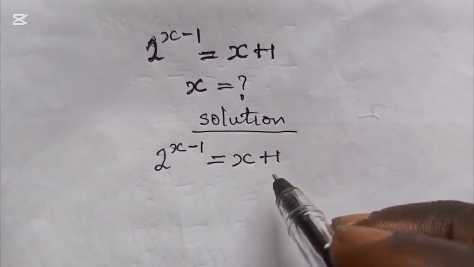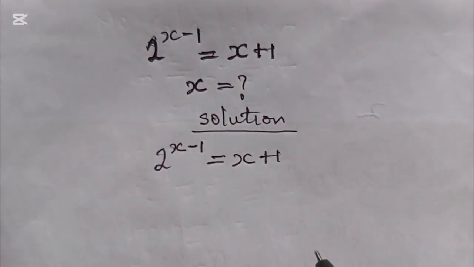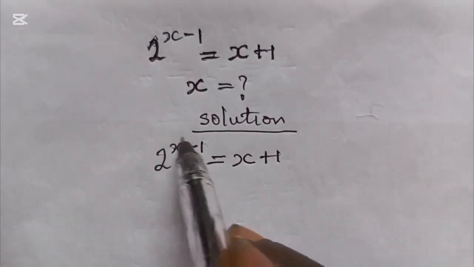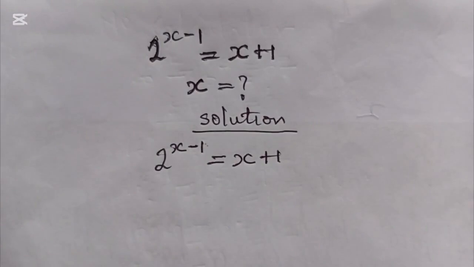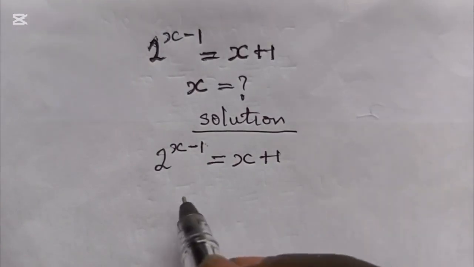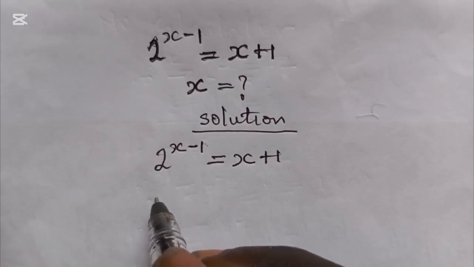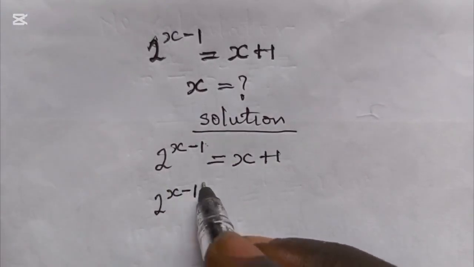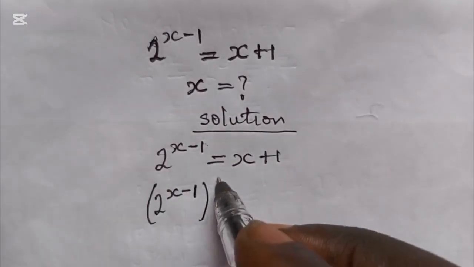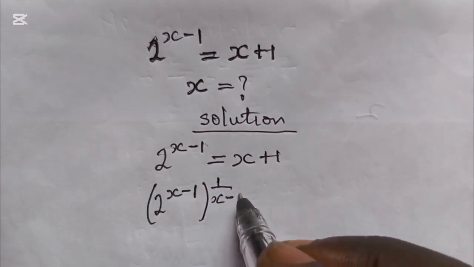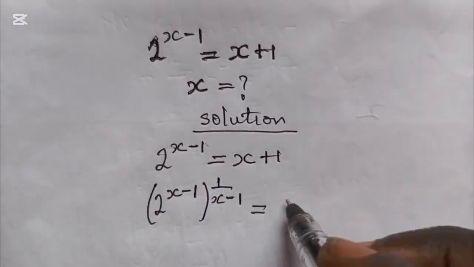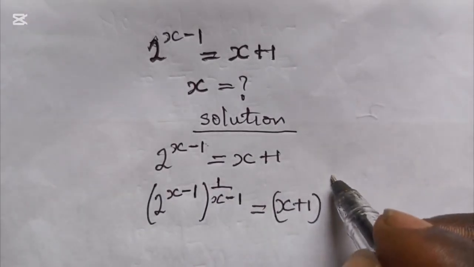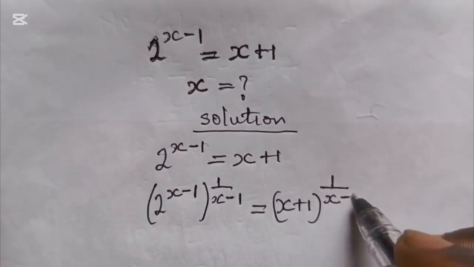Okay, so the first thing that should come to our mind is how do we remove the index of 2, which is x minus 1, by dividing by x minus 1. So that's the only way. If we want to do that, we have 2 raised to the power of x minus 1 times 1 over x minus 1 equals x plus 1. Then the power also here, 1 divided by x minus 1.